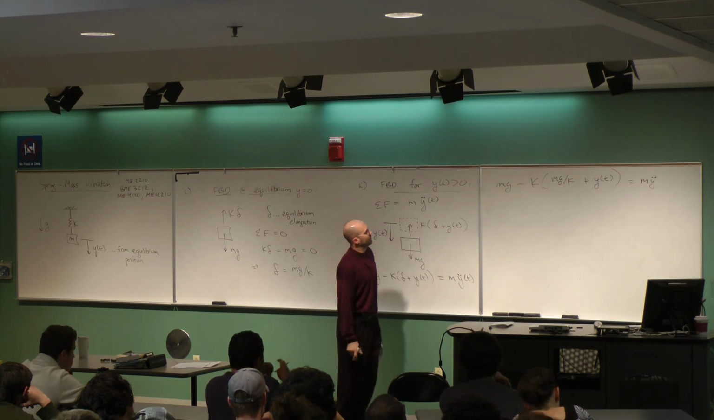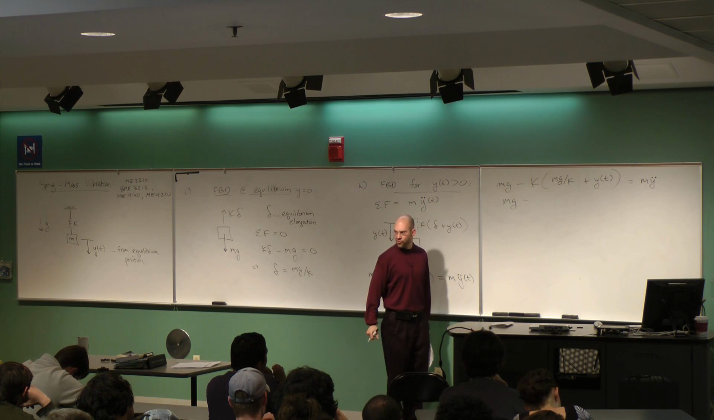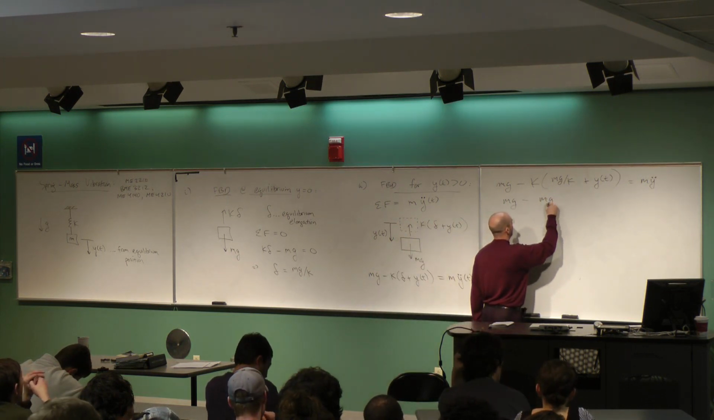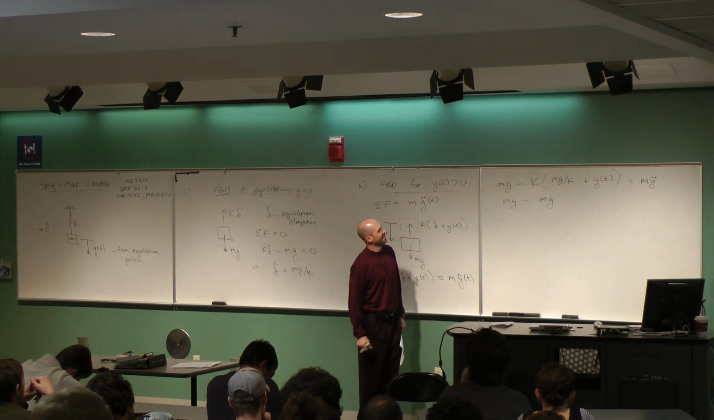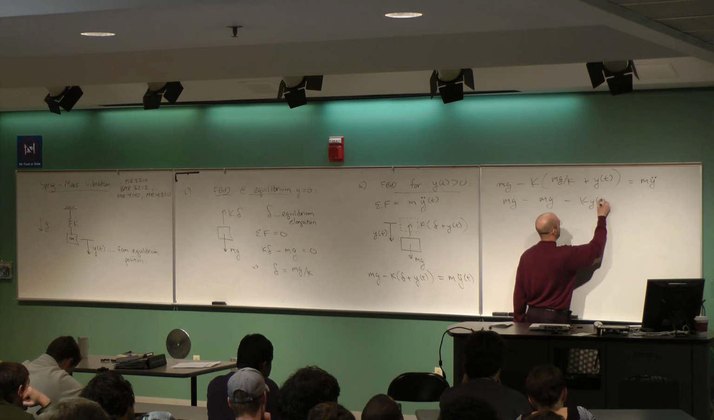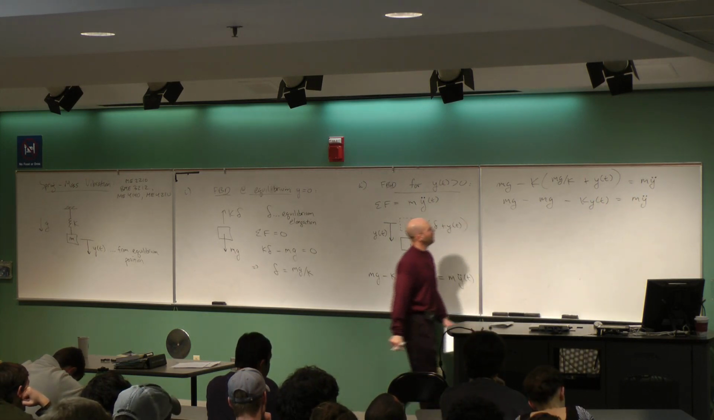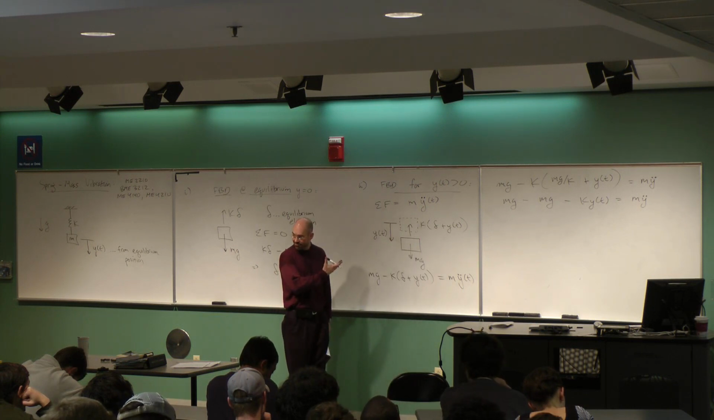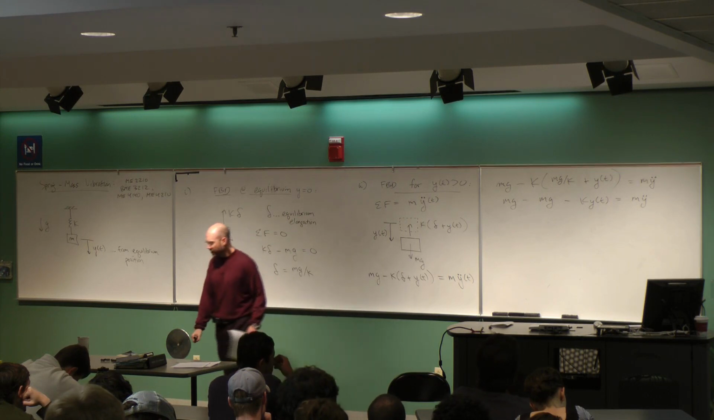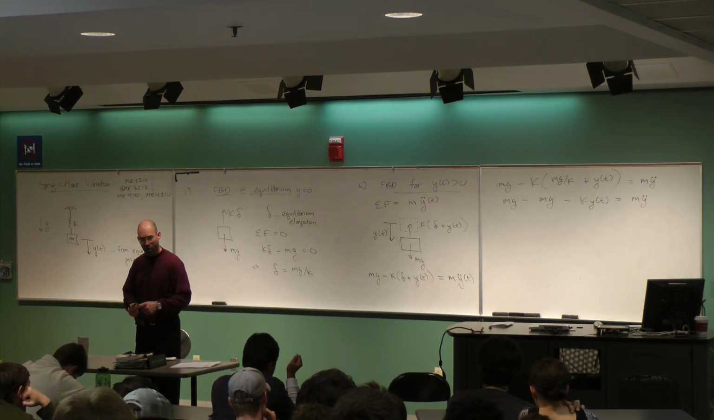Well, that's interesting. Look what you get here. Mg, what's k times mg over k? It's mg again. Interesting. Minus ky of t is equal to m y double dot. So the force of the weight, does that affect the dynamics? Nope. Now you need to be careful.